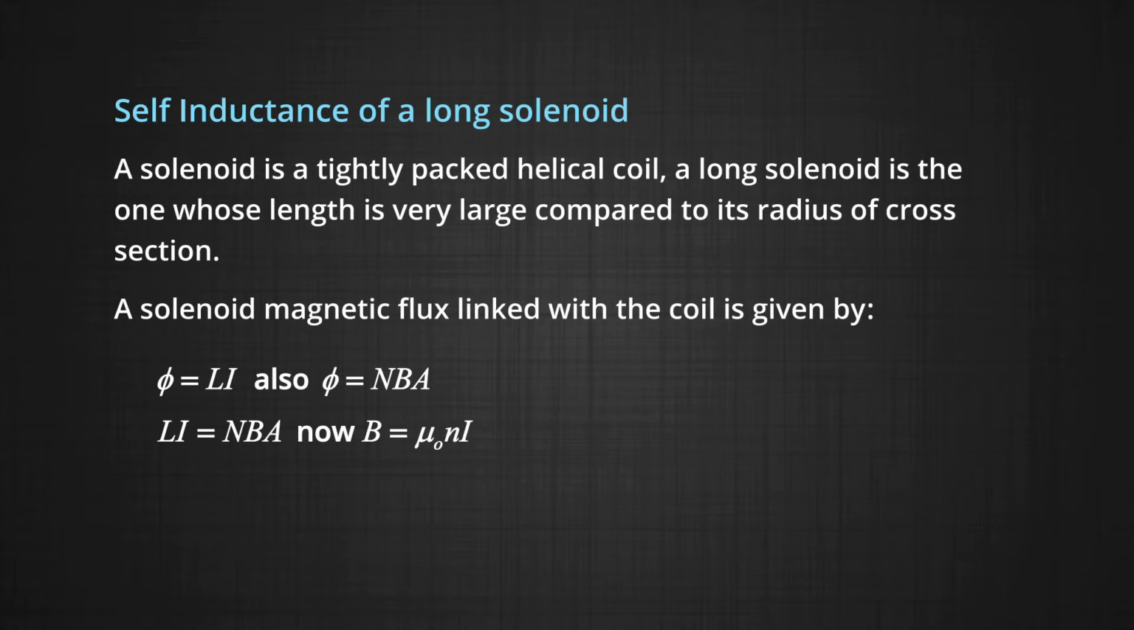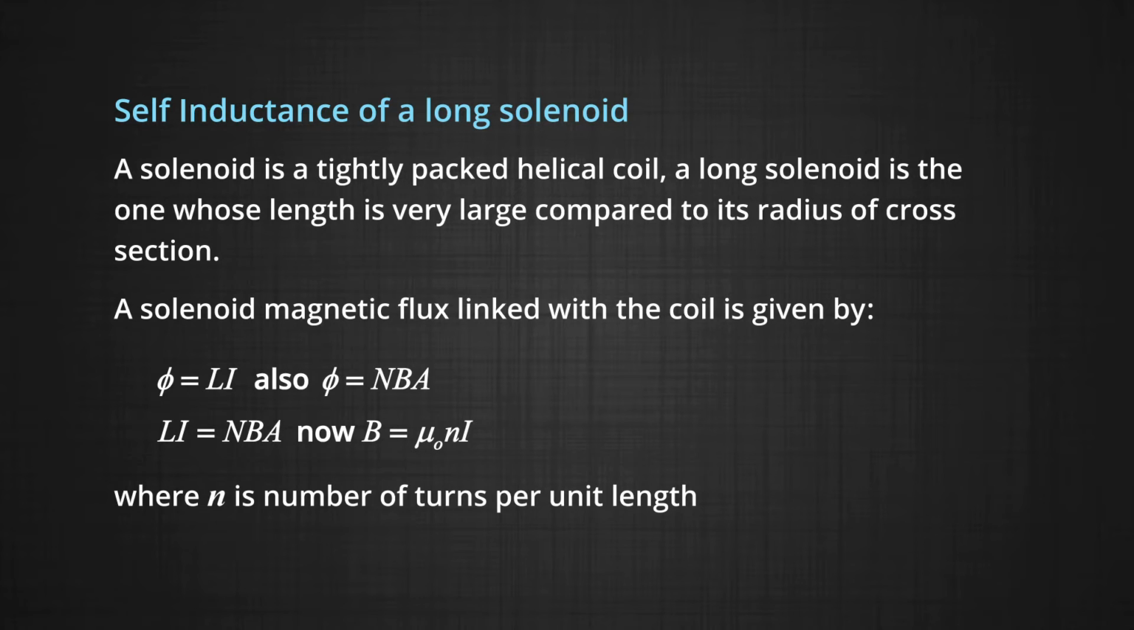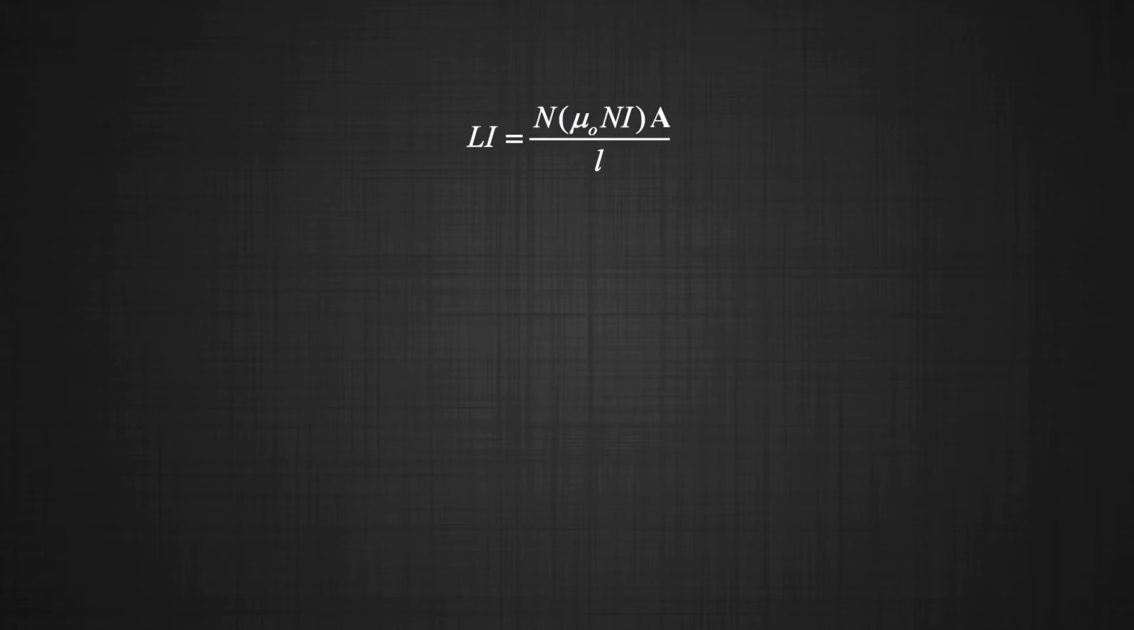Now, for a solenoid, we already know that B is equal to mu naught n I, where here we have small n, which is the number of turns per unit length. So, L into I becomes equal to N, and in place of B we write mu naught N I by L. Here this N is capital N, which is the total number of turns. So, capital N upon L becomes our small n, which is the number of turns per unit length. This whole into A. Now, L becomes equal to mu naught capital N square A upon L.